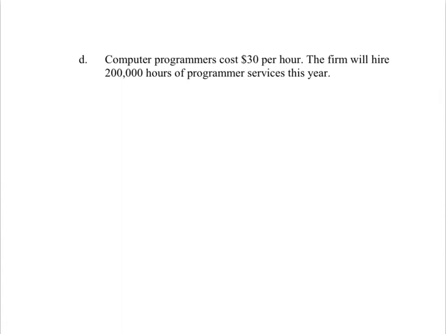Part D, computer programmers cost $30 an hour. Maybe I should have been a computer programmer. The firm will hire 200,000 hours of programmer services this year. Well, again, who owns the computer programmers? Well, this is a resource that comes from outside the firm. This is someone else's time, someone else's labor resource that we're using. So this is an explicit cost.